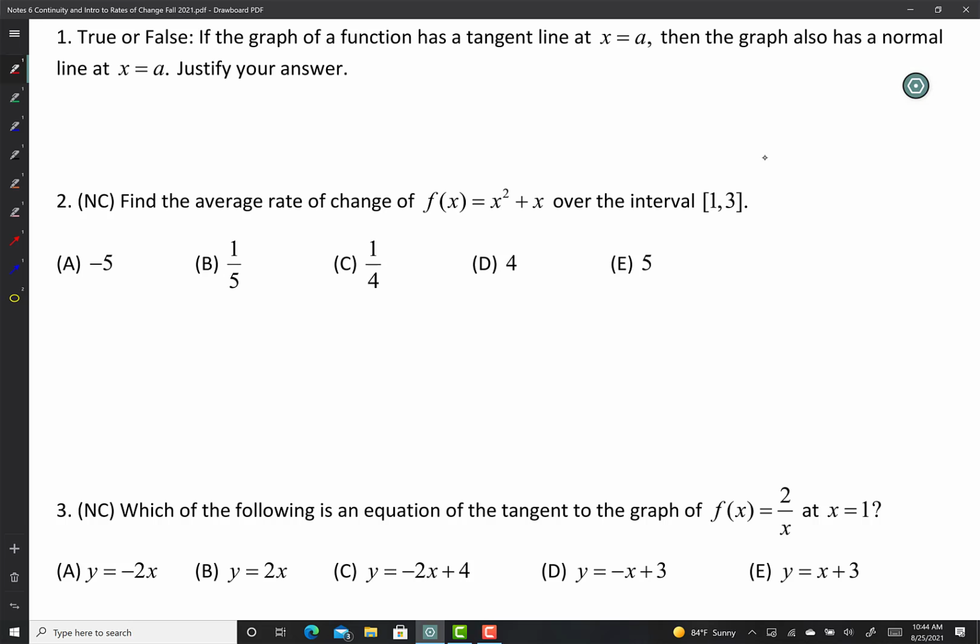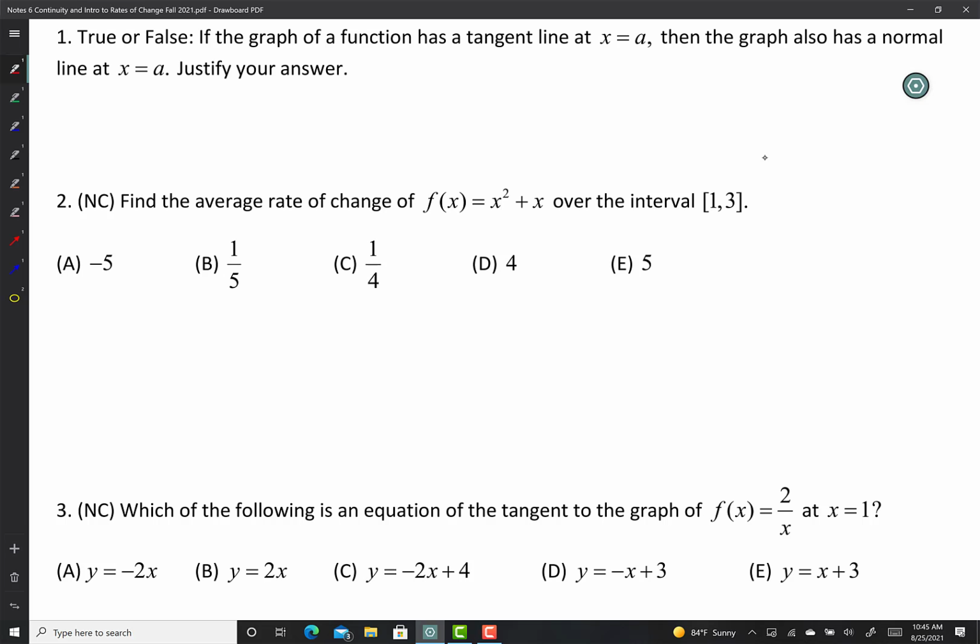What do you guys think? True or false? It's true. Every tangent line has a normal. What's the relationship between a tangent and a normal? They're perpendicular to each other. So then wouldn't it have to be like -1 over a?